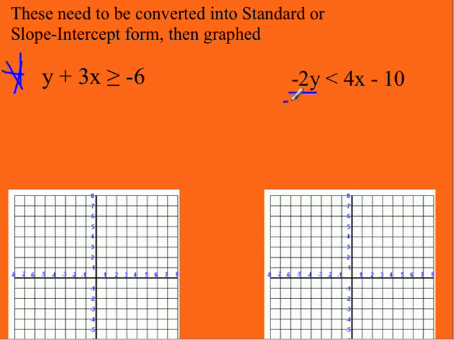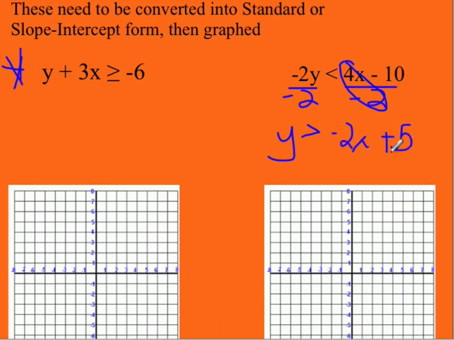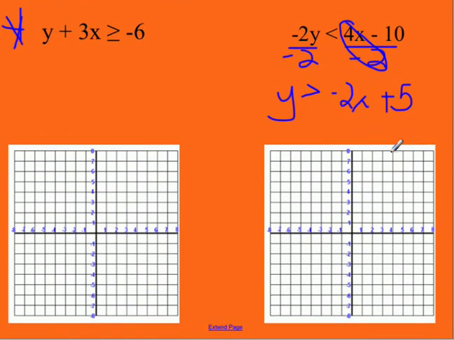So to solve for y, you need to divide both sides by a negative 2. Now remember, when you divide by a negative, you need to have little alarm bells going off in your head that tells you to flip the sign. So now 4 divided by negative 2 is going to give me negative 2. Negative 10 divided by negative 2 is going to give me positive 5. So now I know, first of all, there's no line underneath, so I need a dashed line, and the alligator is eating the y, so I'm shading up.